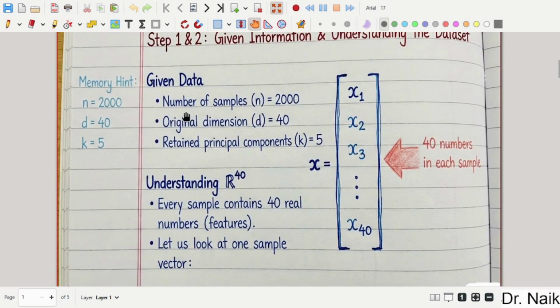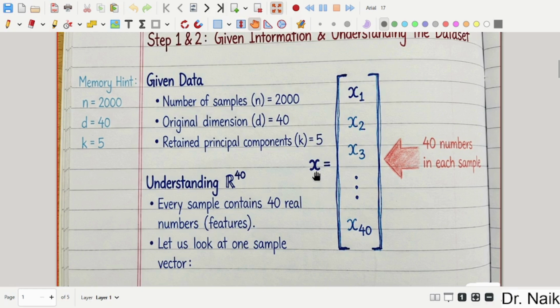So, the given data is that the number of samples, denoted with small n, is equal to 2000. Original dimension, small d, is equal to 40. R^40 means the dimension is 40. Retained principal components, small k, is equal to 5. So what do we mean by R^40? R^40 means every sample contains 40 real number entries, or every sample contains 40 features.